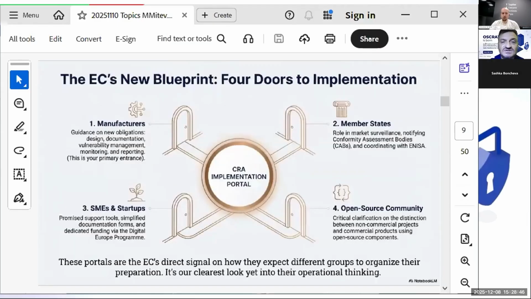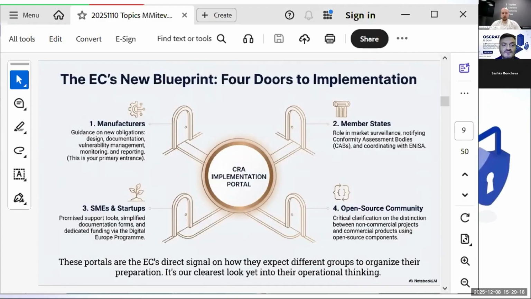The Commission's new portal shows how different groups should prepare. The first door is for manufacturers. Here, the Commission gives guidance on documentation, risk management, monitoring, and reporting. The second door is for member states. Their responsibilities include market surveillance and working with the notified body and ENISA.